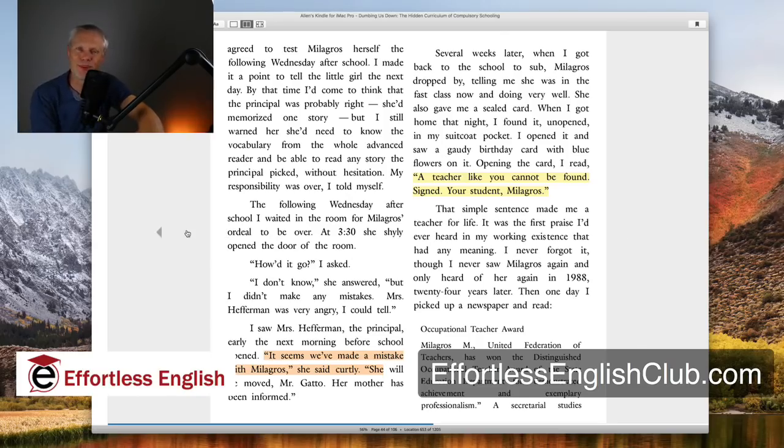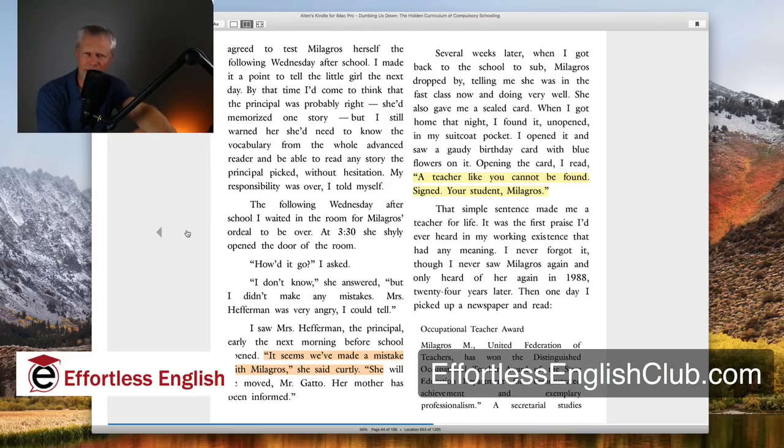So this seems simple, right? But of course, it's the bureaucracy, the school system. They don't care about the students individually. So he went to the principal and he said, "This student's a good reader. We need to put her in the more advanced class."